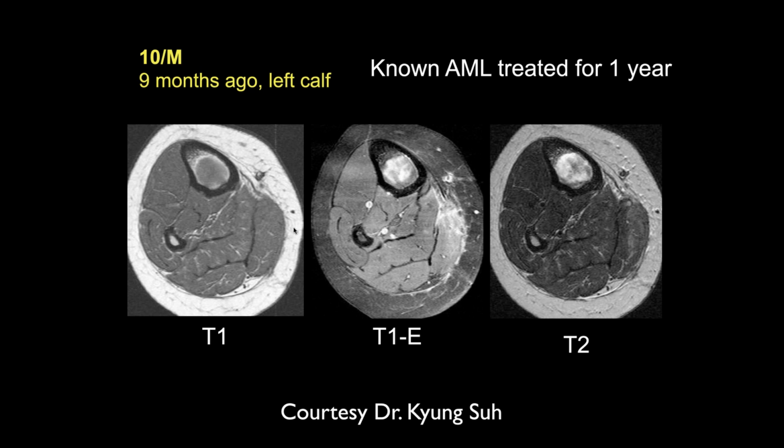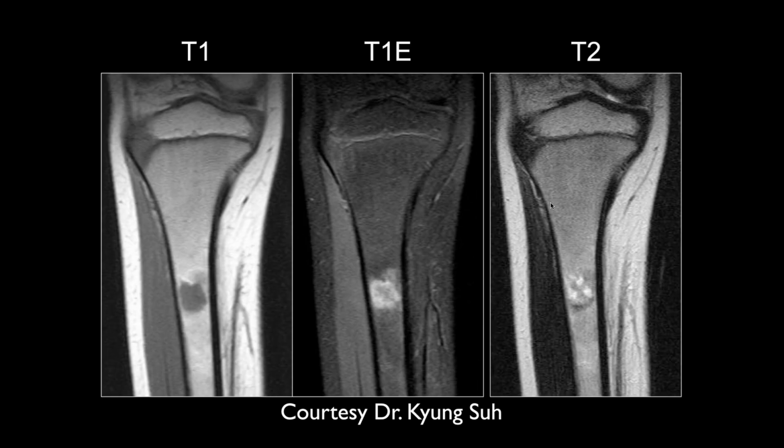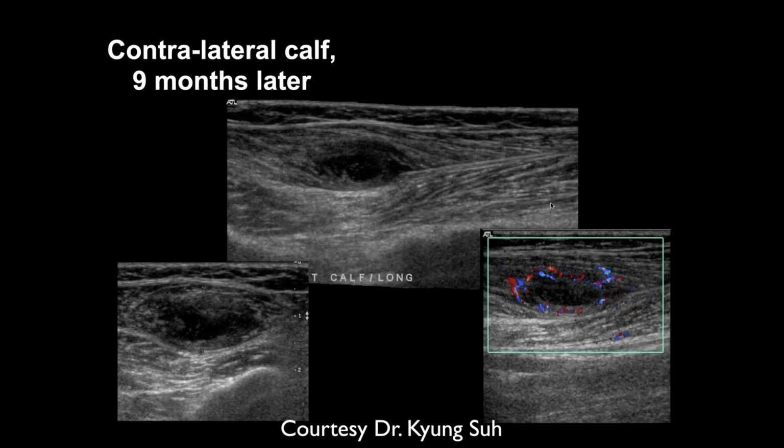Okay, so we have a 10-year-old male. Nine months ago, his left calf, and he has known AML treated for 1 year. Here we can see this intermediate T1 signal intensity region in the tibia that demonstrates some enhancement on the post-contrast images and increased signal on the T2 images. This could be involvement from known AML, or it could be treated AML.